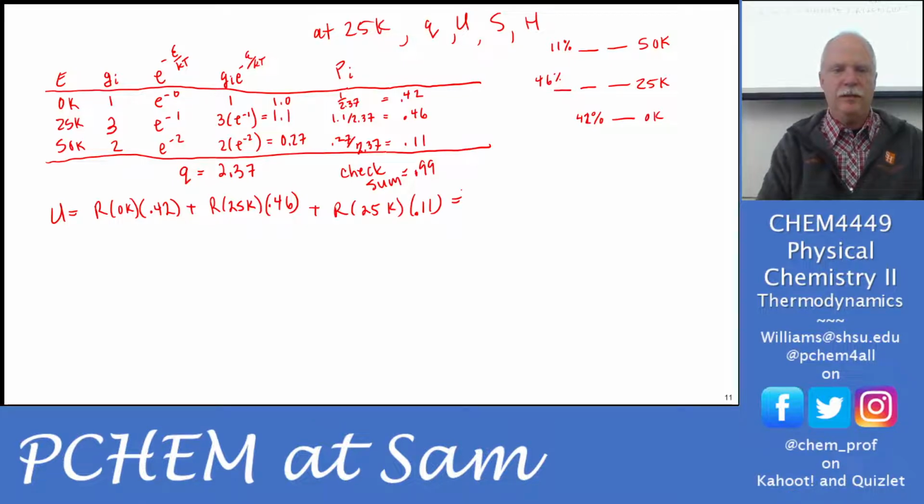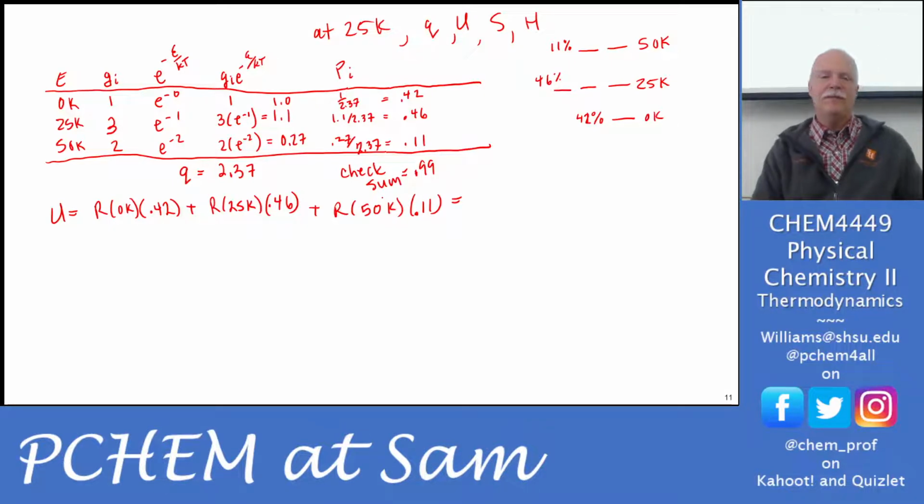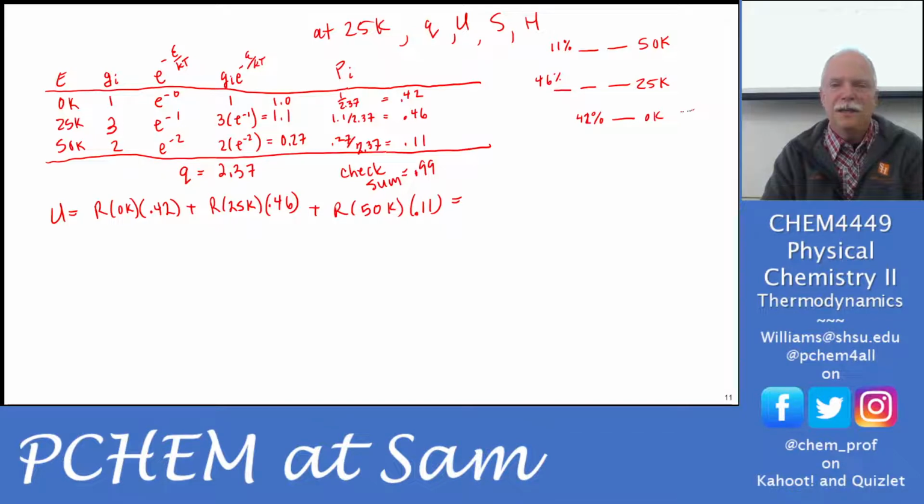Oh, 50. Sorry, that one should be 50. Yeah, that's right. It's the 0, the 25, and the 50. Those are our energy levels times the probabilities of being each.